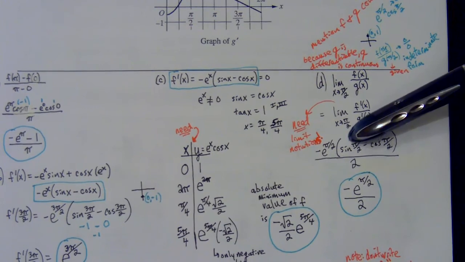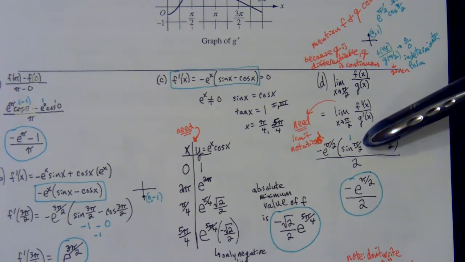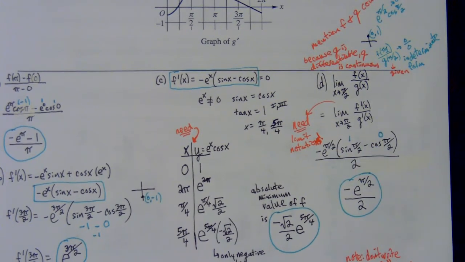And on the top there, the sine of pi over 2 is 1, cosine of pi over 2 is 0. So that was just carry that down. And then we're done.